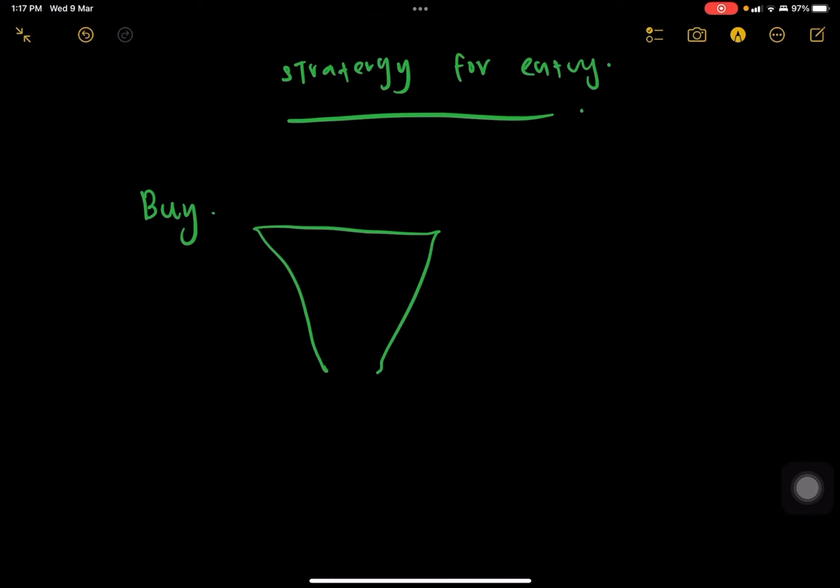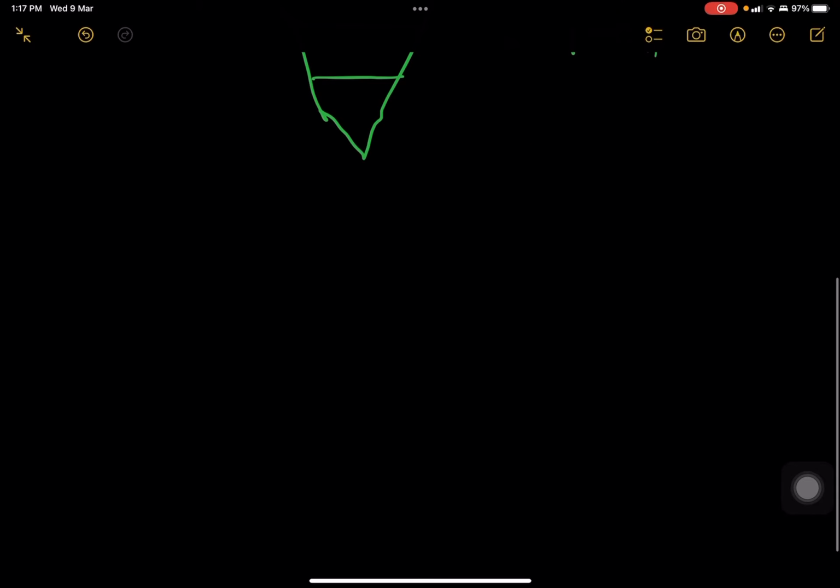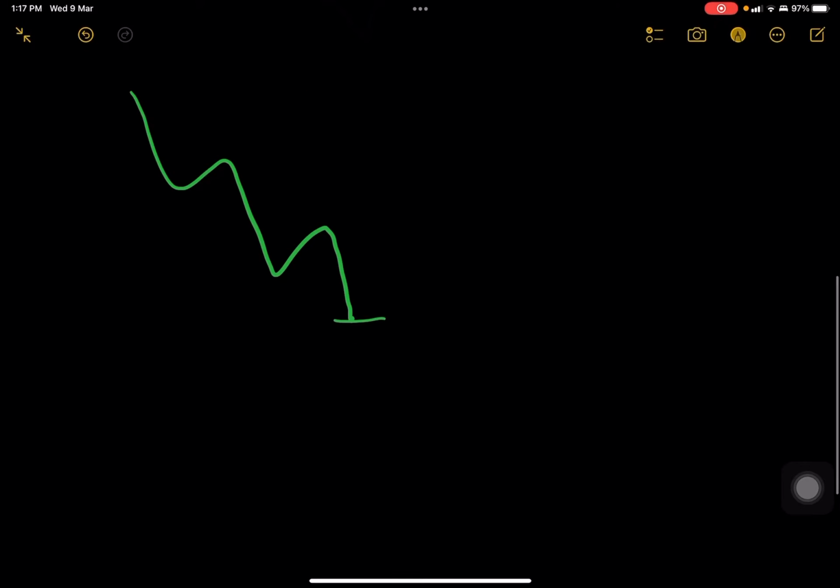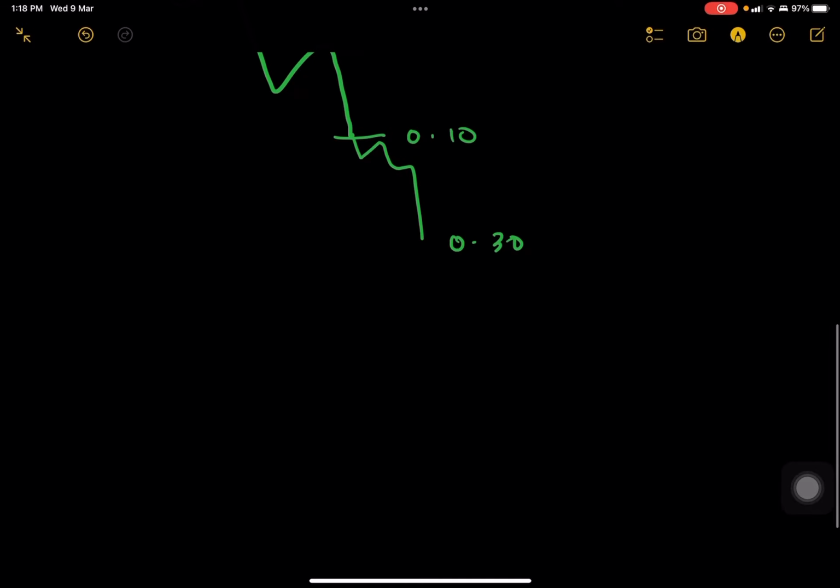It's a triangle, and you have to split your position. Let's say you want to risk $1. So if you are going to buy and the market gives you like this, make sure you place 0.10 first, and let's say if the price went down some more, you can place 0.30, and if the price went down some more, you can place 0.60.